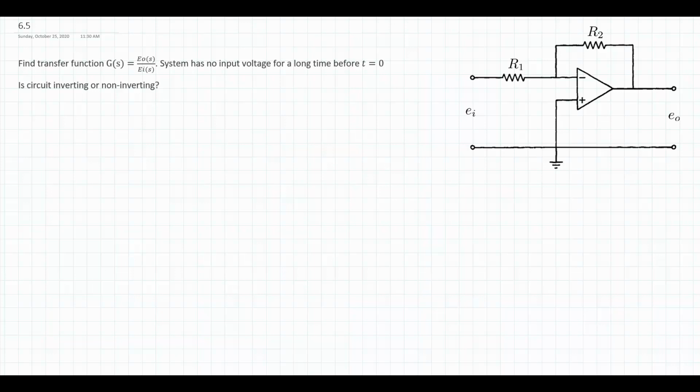In this operational amplifier circuit, I am trying to find the output voltage versus the input voltage. As my transfer function, I just have these two resistors here, and I have a ground connection at the bottom. So ultimately, I want to find this transfer function G, that is Eout over Ei.